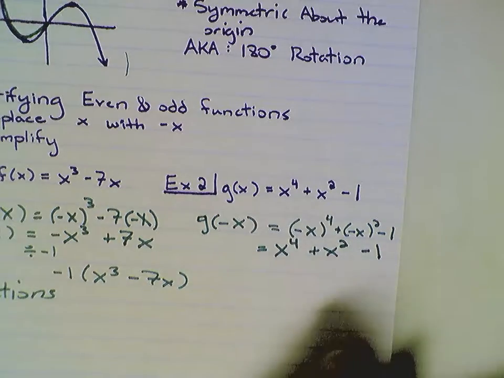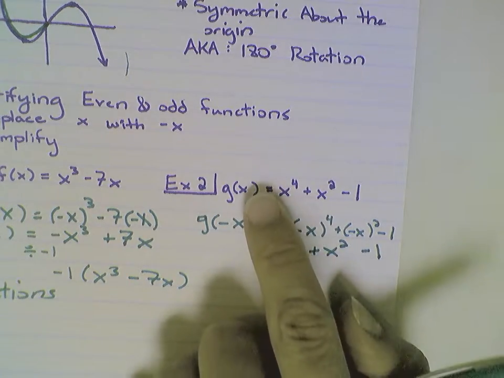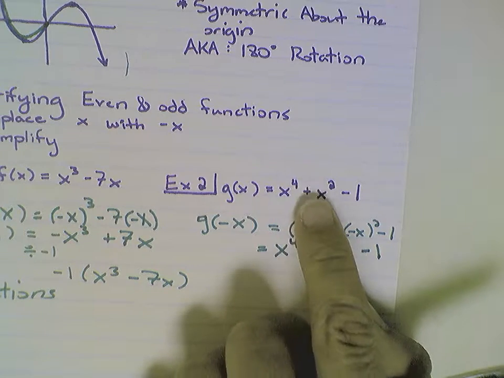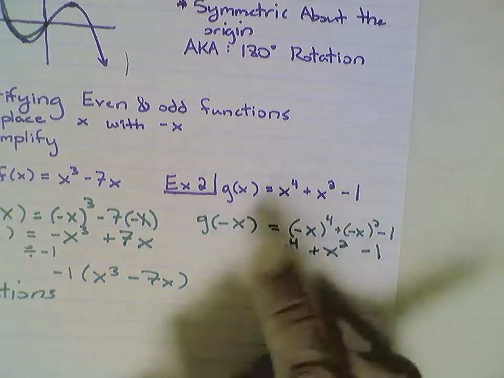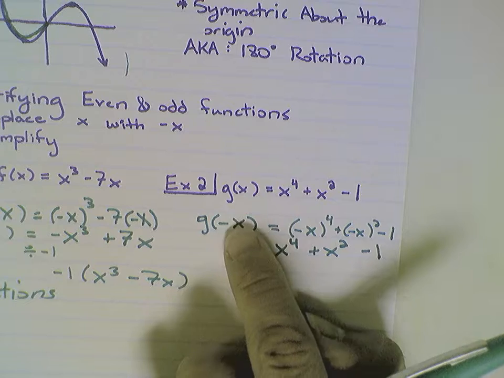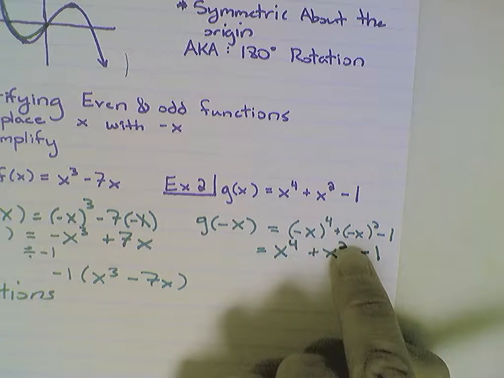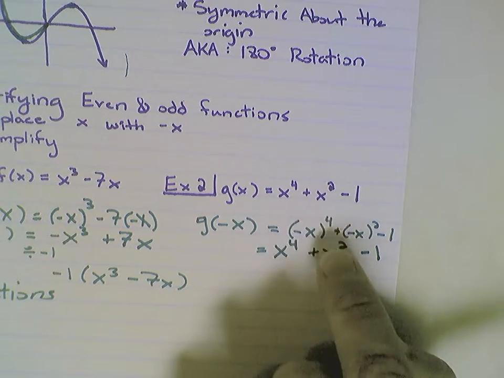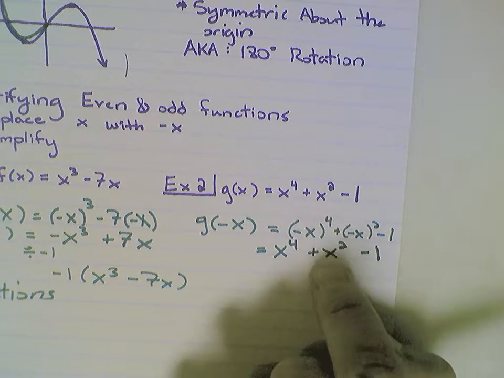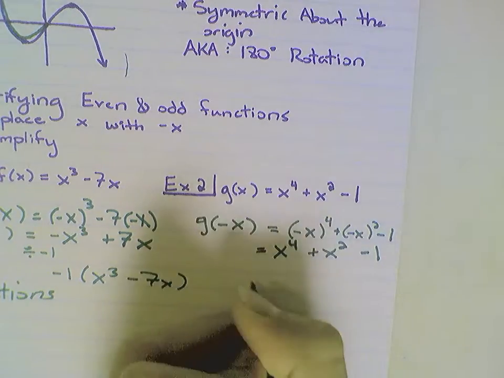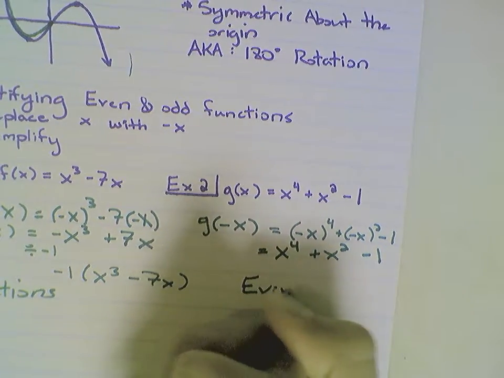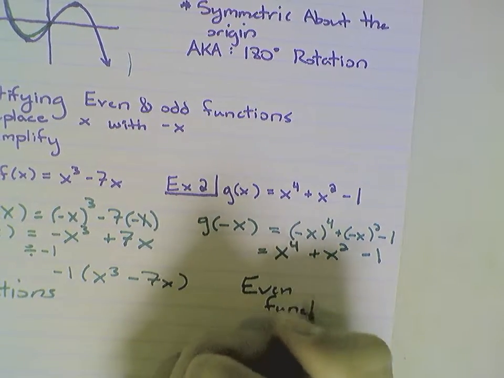Well, if I look at my two functions, notice that g(x) = x^4 + x^2 - 1. And I see that g(-x) = x^4 + x^2 - 1. Notice that these two functions are the same. Because they have remained the same, we would say that this is an even function.